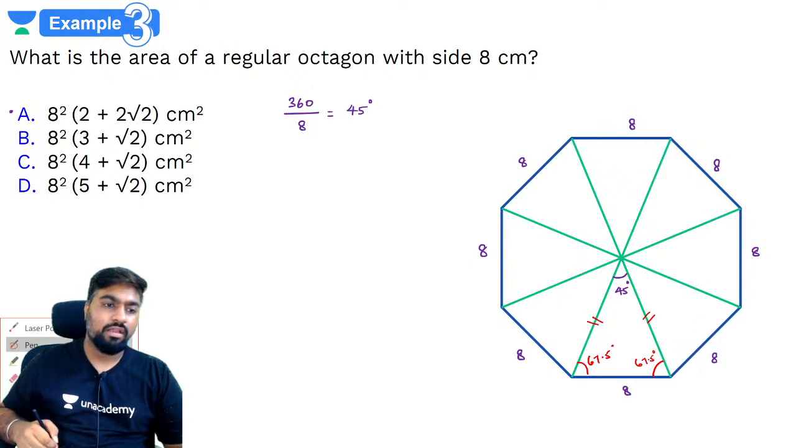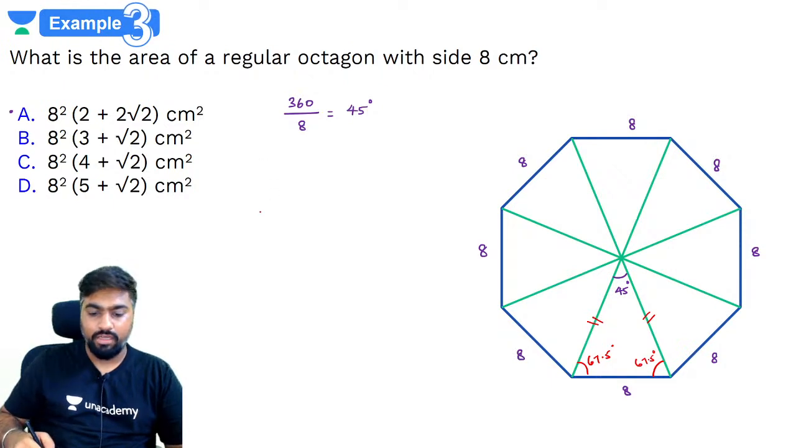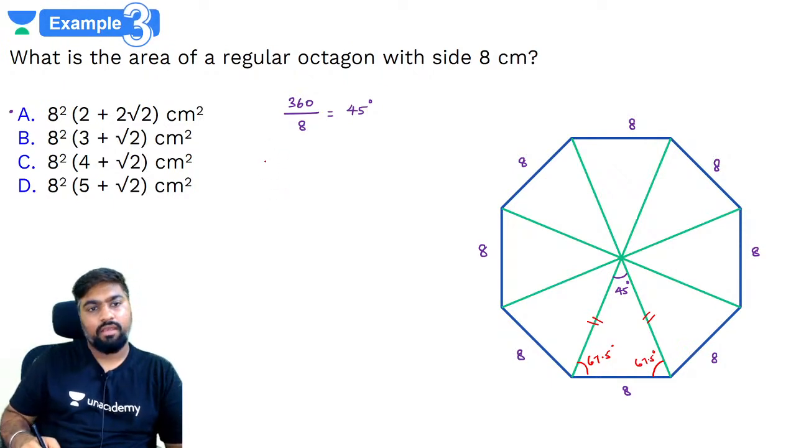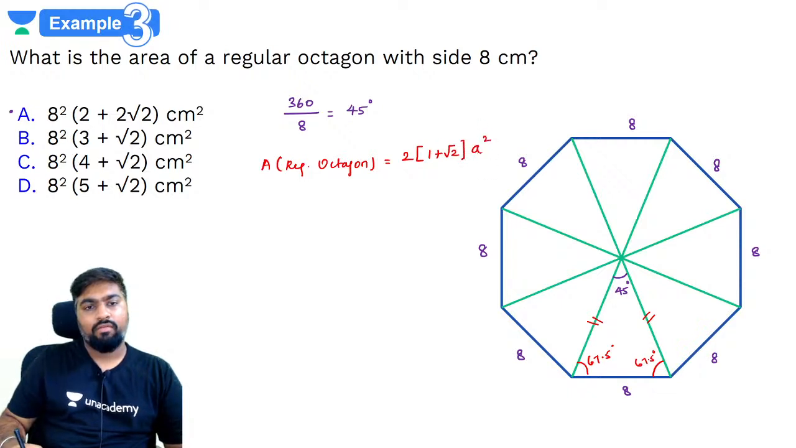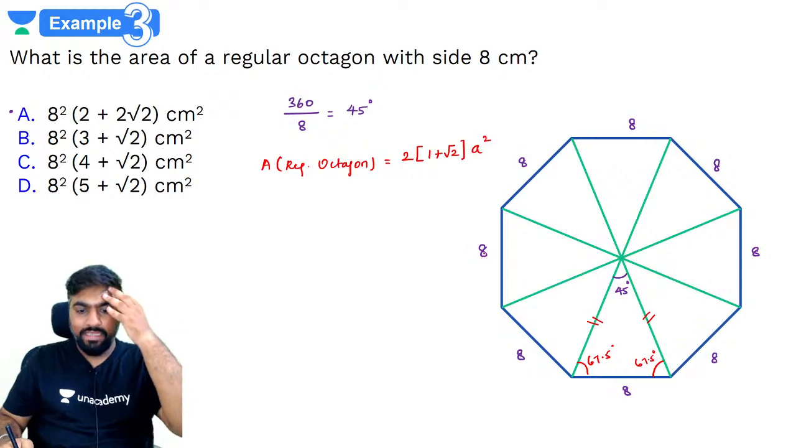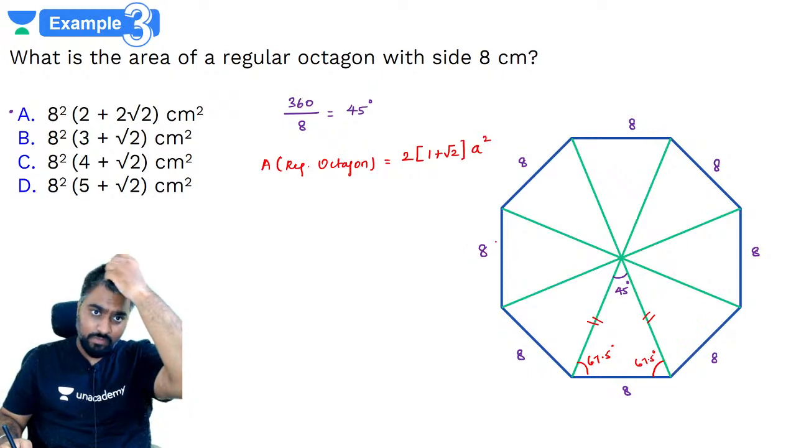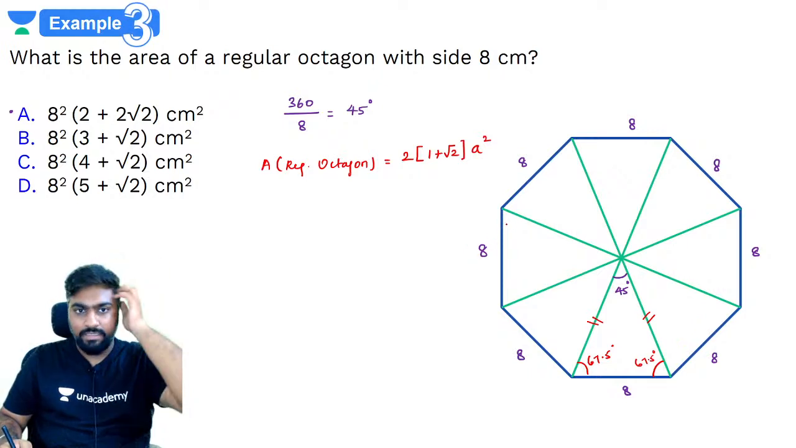So for a regular octagon, you can directly go for the formula if you can remember it. Area of a regular octagon is equal to 2 into (1 plus root 2) times a square, where a is the length of each side.